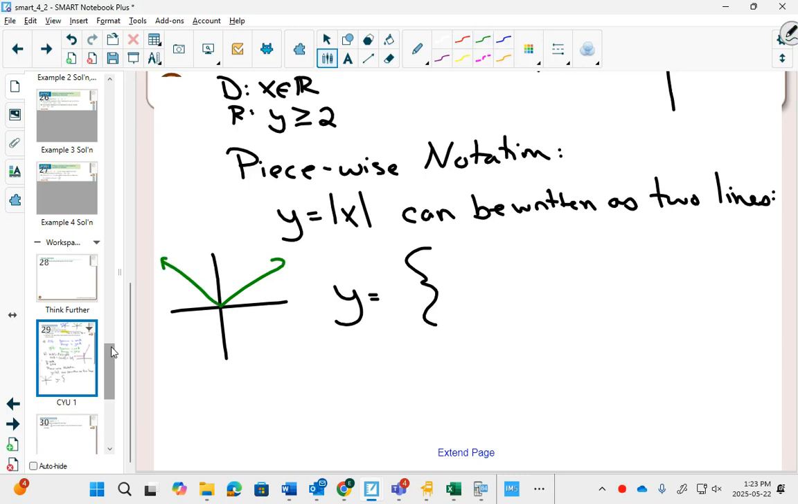The graph on the right-hand side is just y equals x. The graph on the left-hand side is just y equals negative x. The green absolute value graph is like those two lines, but we only have a piece of one line and a piece of the other line. Part of the reason why this is called piecewise notation.